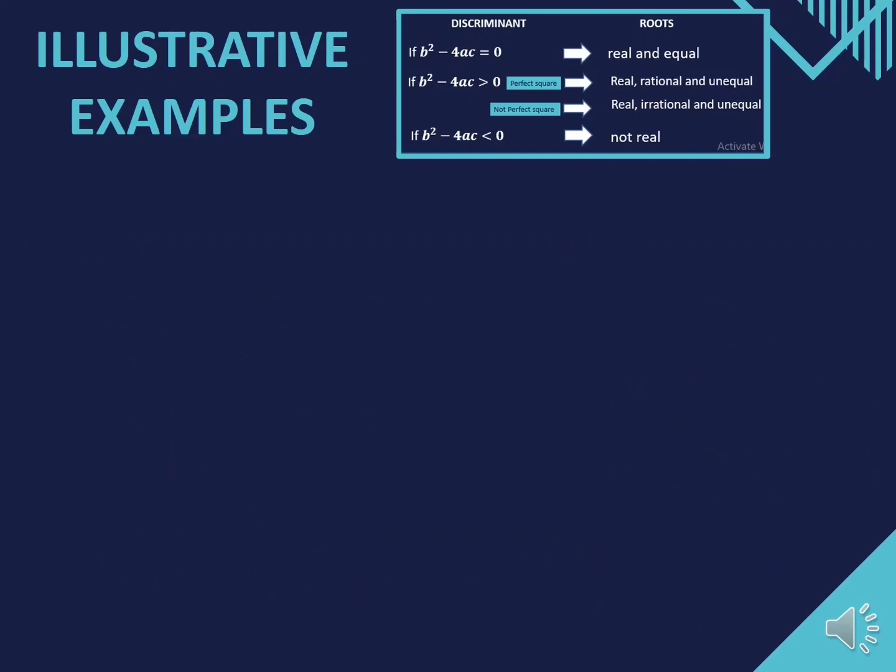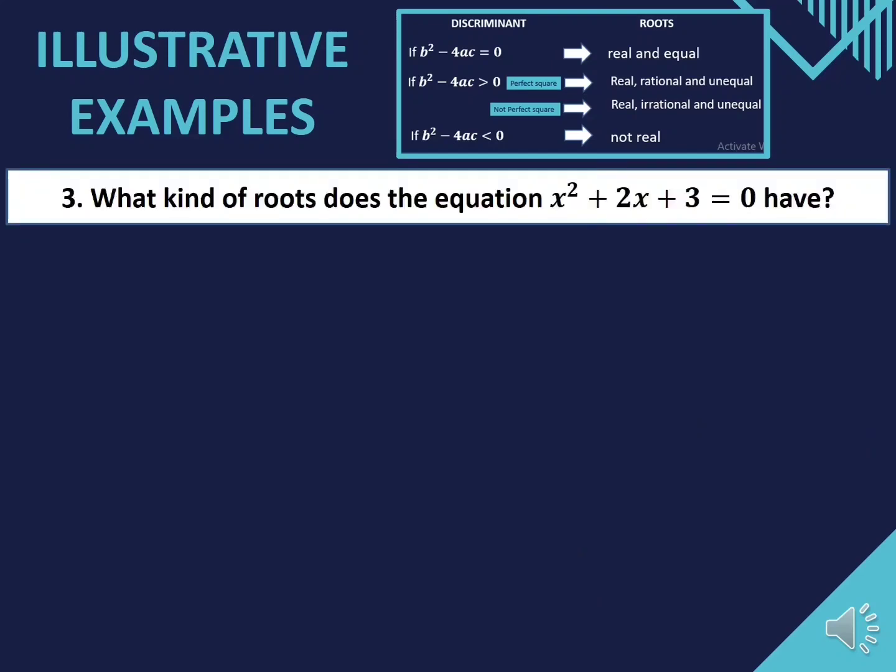Okay. Let us have this third example. The question is, what kind of roots does the equation x squared plus 2x plus 3 is equal to 0 have? Meaning to say, we are looking for, again, the nature of the roots of this equation. x squared plus 2x plus 3 is equal to 0.